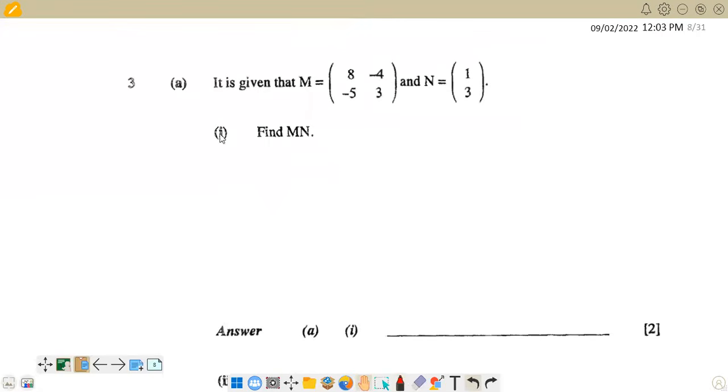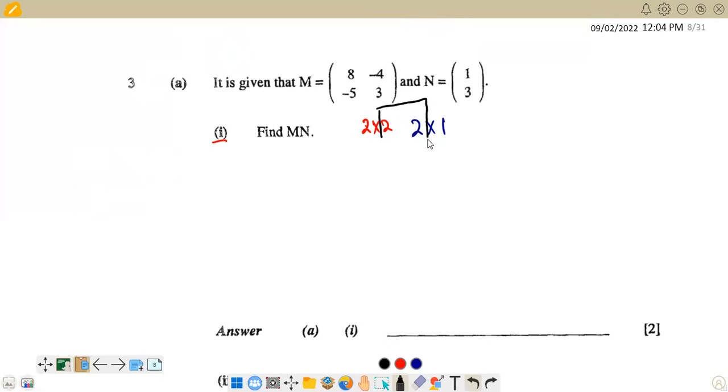Take note of matrices. It is given that matrix M is equal to this, and matrix N is 1, 3. Find MN. This is matrix multiplication, so guys, you must know matrix multiplication. Remember, I told you the order first. You are supposed to know the order before you even multiply. It's a 2 by 2 matrix, with 2 rows and 2 columns, which is multiplying a 2 by 1 matrix. As you can see, guys, these two are the same.